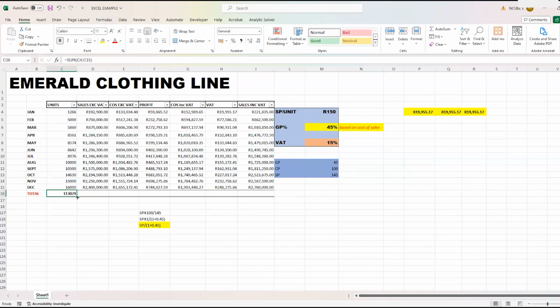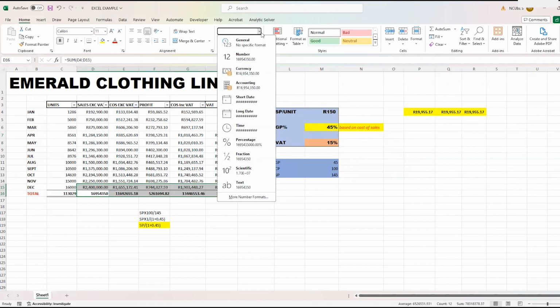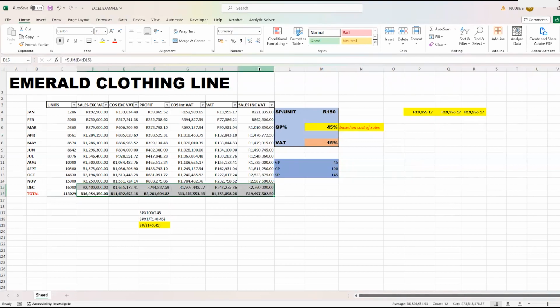And then what I will do is I'm going to drag this across. Remember, we've been dragging down, now we drag across, and it's going to apply the formula throughout. These ones I want to be in currency, so I'm going to select them. I go here at the top where it says general, click there, and then select currency. As you can see, it brought even the decimal places. Okay, so that's how we do it.